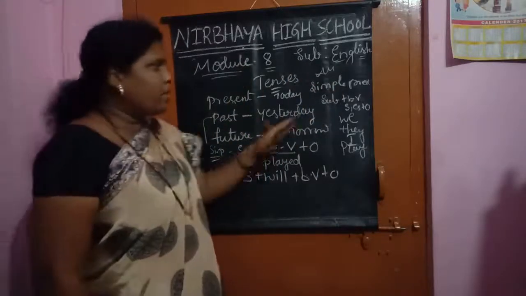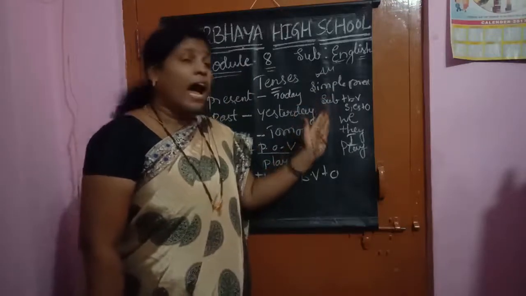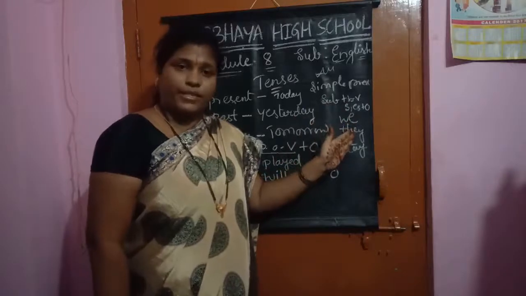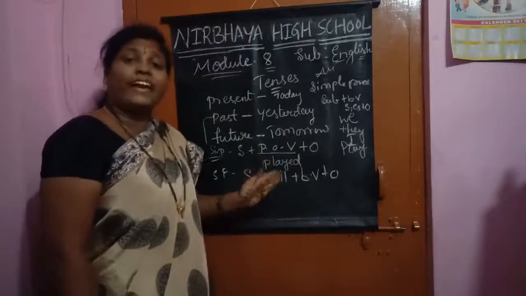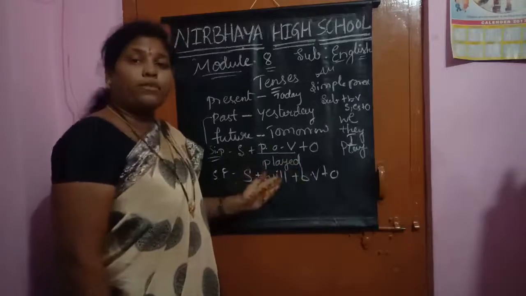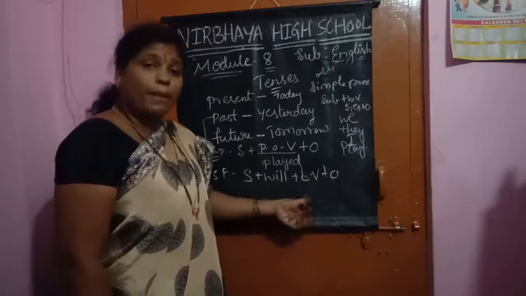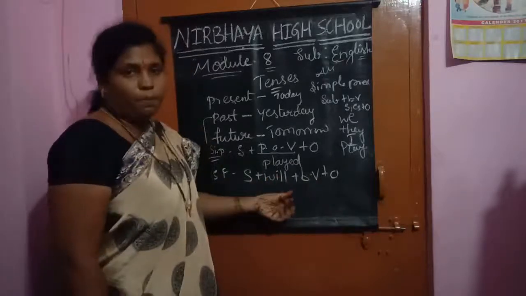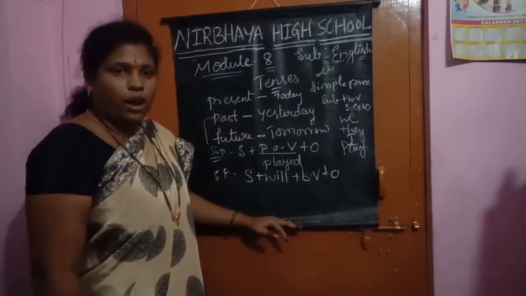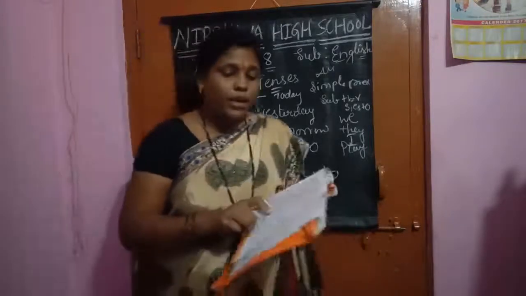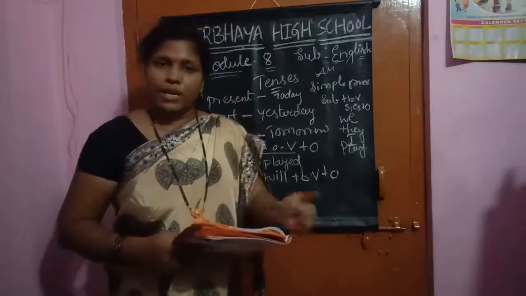What is the example here for the simple present tense? I play with my friends. Simple past tense: I played with my friends. Simple future: I will play with my friends. Understood, children? Till here you have completed. Now we are going to learn about past continuous tense and present continuous tense.